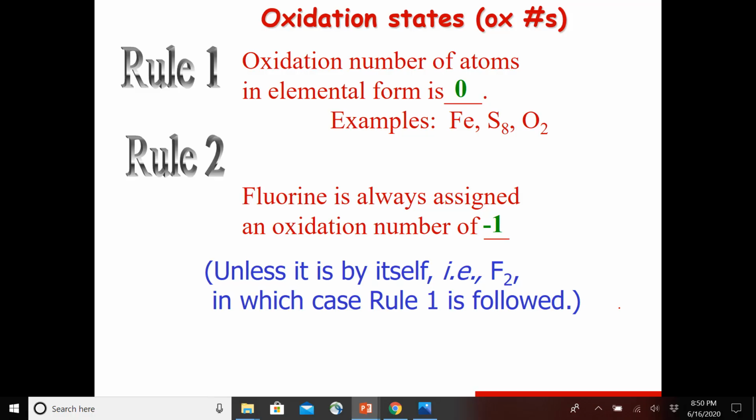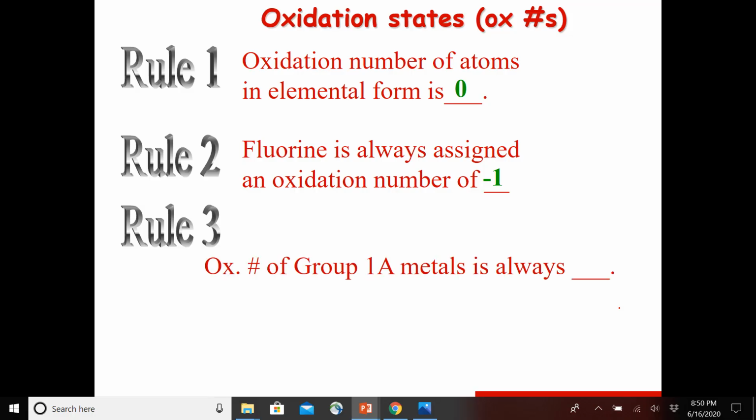Rule 1 is more important than Rule 2. So for example, fluorine in the elemental form of F2 has oxidation state 0 for each fluorine. It's only when fluorine is in a compound with other elements that it has a -1 oxidation state.